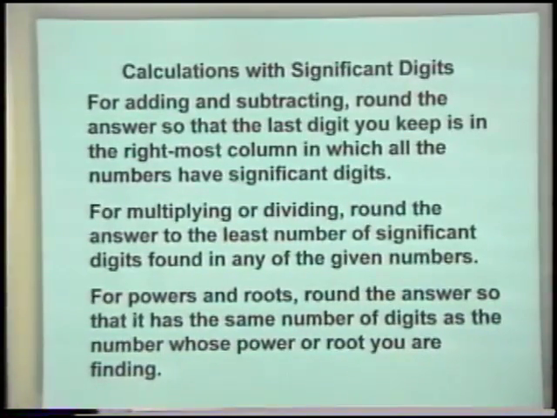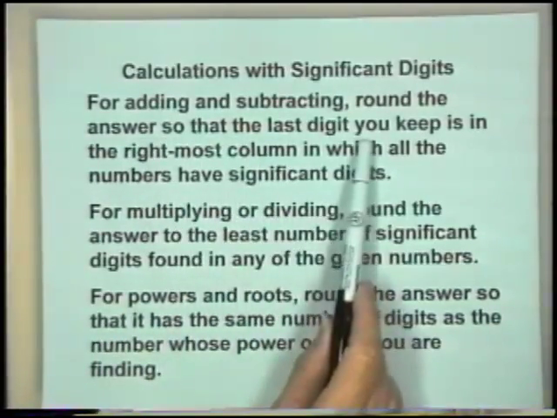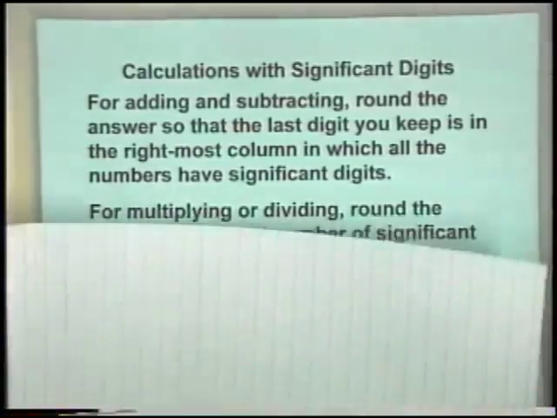Calculations with significant digits. The first rule we have is for adding and subtracting. Round the answer so that the last digit you keep is in the rightmost column in which all the numbers have significant digits. I thought maybe I would just give you an example.